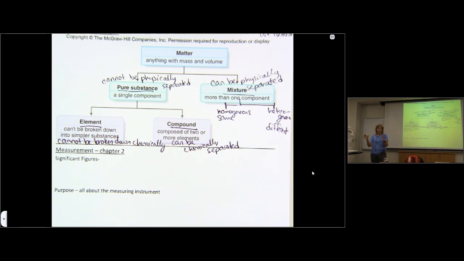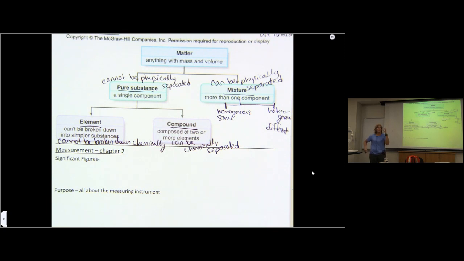So if I gave you a choice and I said to you, I want you to classify Raisin Bran cereal. Heterogeneous. Vanilla ice cream, not fancy vanilla ice cream, soft serve, cheap vanilla ice cream. Homogeneous. Could you also say they're mixtures, both of them? Could you also say it's matter? You follow? So there's lots of ways to classify it. Okay. All right. They can be physically separated.